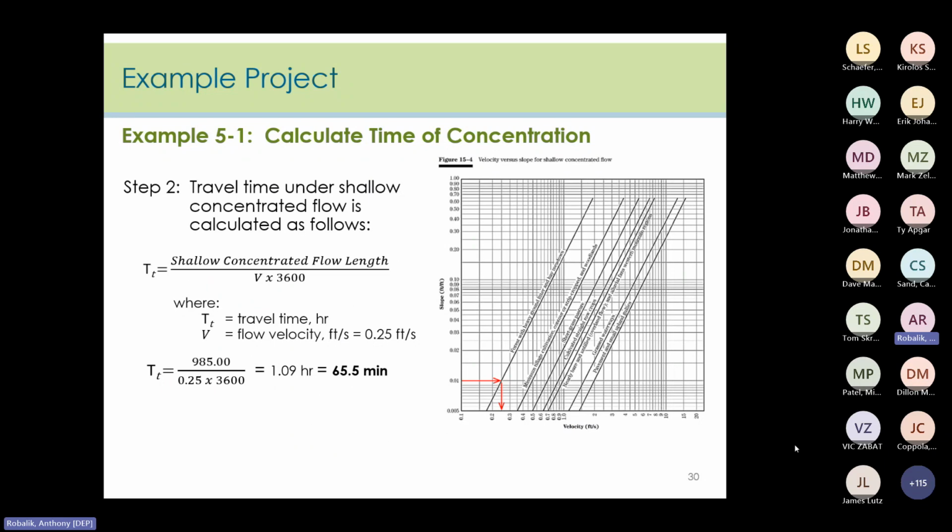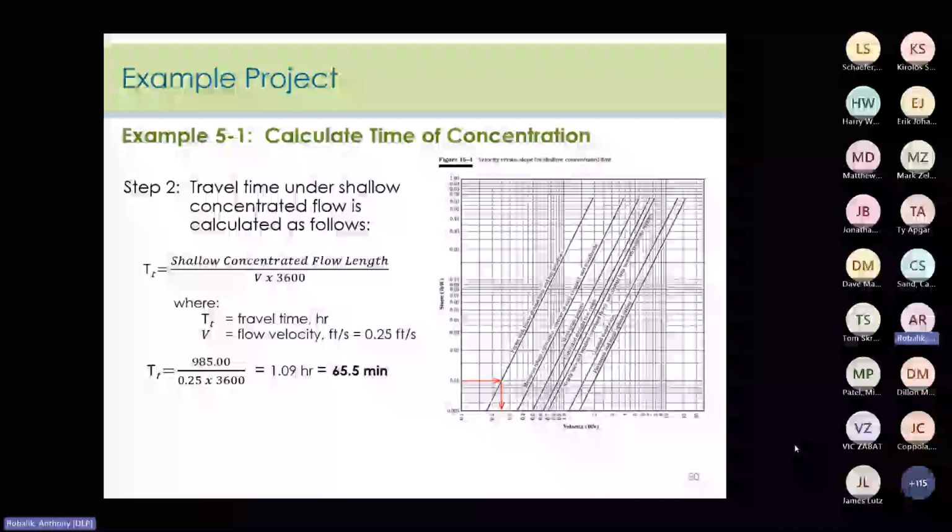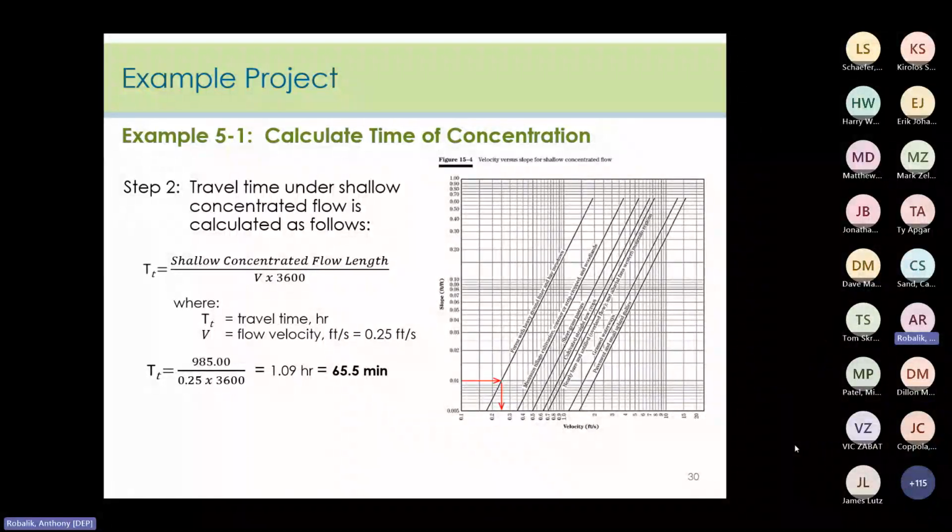So now we'll calculate the shallow concentrated flow travel time. And remember that the total flow path is 1,000 feet. So since the sheet flow segment length was determined to be 15 feet, the length of the shallow concentrated flow segment must be the remaining 985 feet.